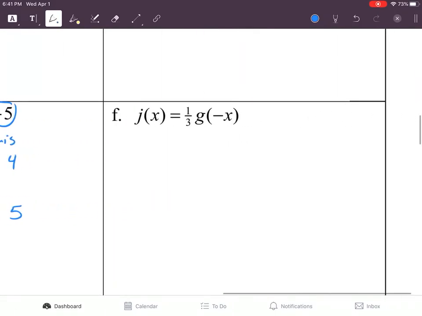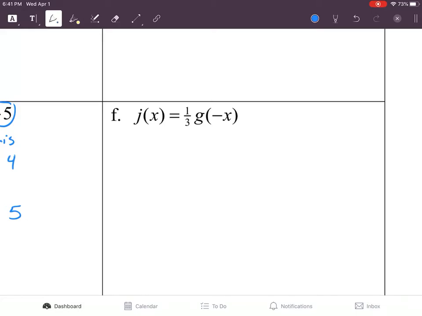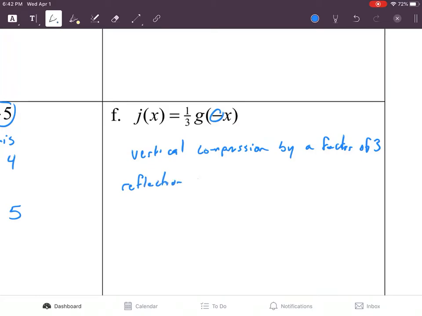Last one on the exponential functions. We have a vertical compression by a factor of 3. And then this negative sign on the inside is a reflection over the y-axis because it is on the inside, on the x itself. So that's the transformations for an exponential function.